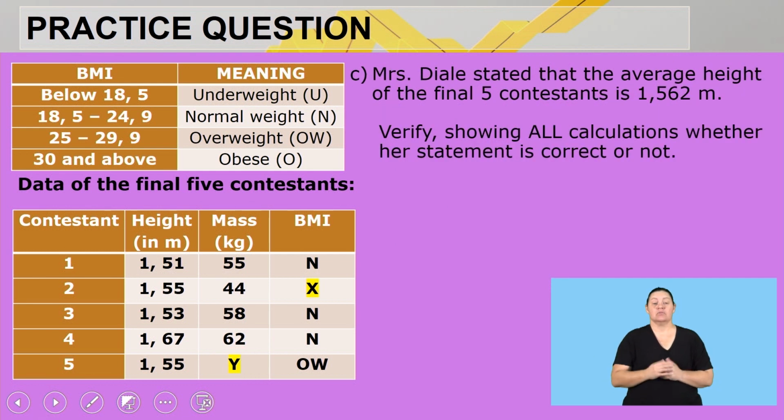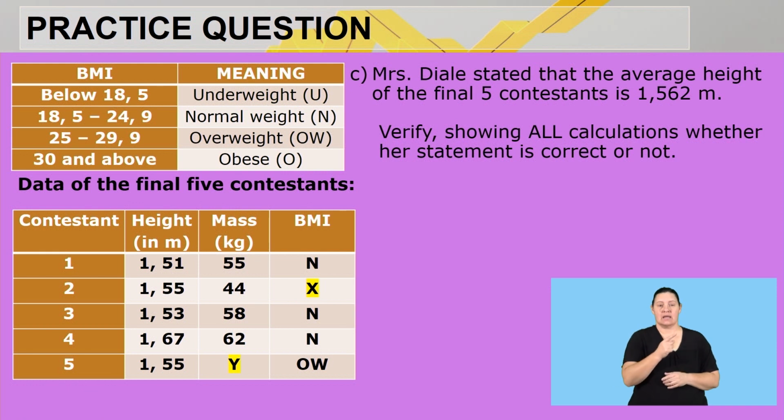Right, our next question. We're saying here, Mrs. DeHarley stated that the average height of the final 5 contestants is 1,562 meters. So the average height of the 5 final contestants equals 1,562 meters. What is our aim? What is it we need to calculate? It says verify, showing all calculations, whether a statement is correct or not.